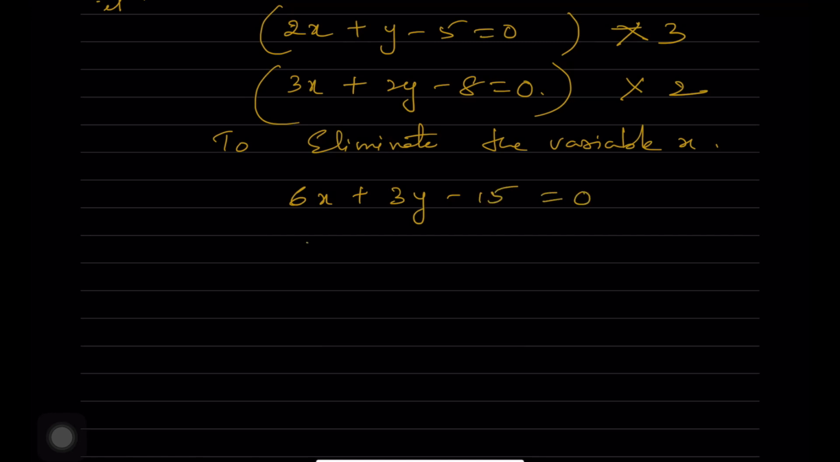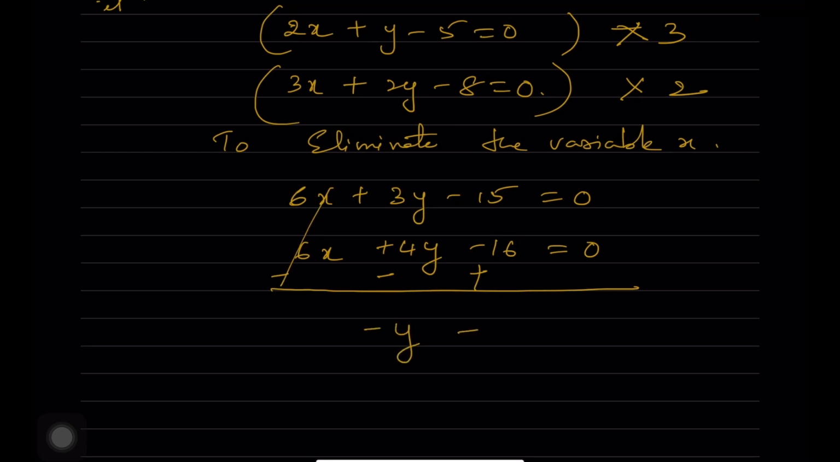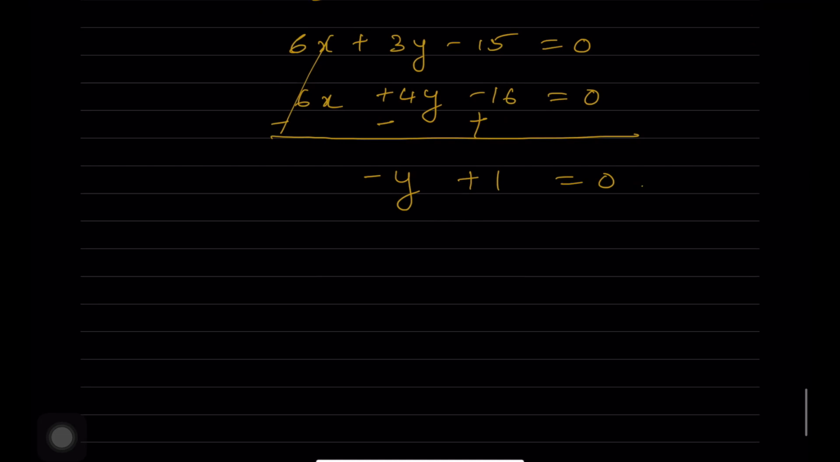So to eliminate the variable x, we get 6x plus 3y minus 15 is equal to 0 and 6x plus 4y minus 16 is equal to 0. The first you multiplied by 3, the second by 2, and you get these. Then you subtract both these equations. That means you are eliminating x. So from this we got y is equal to 1.